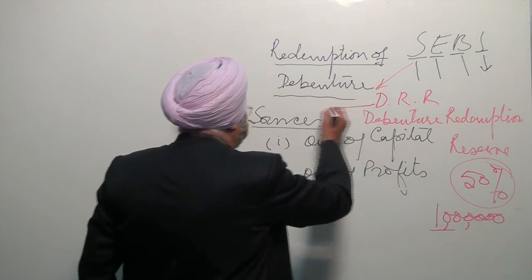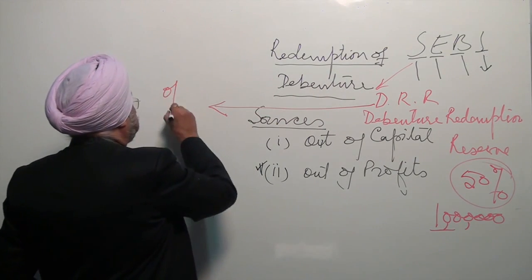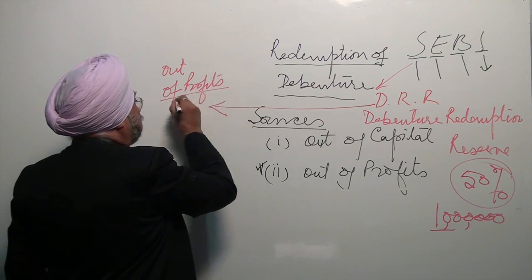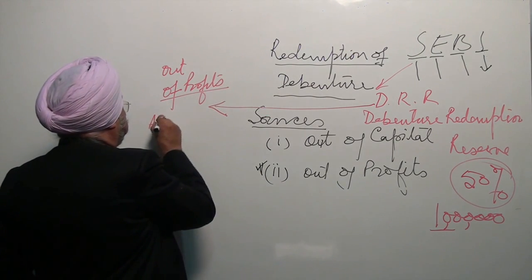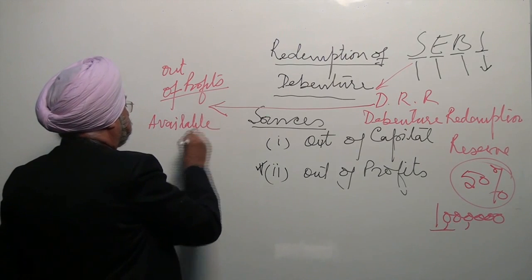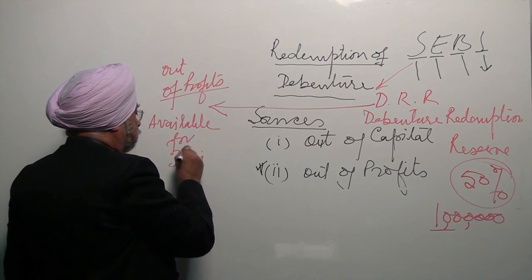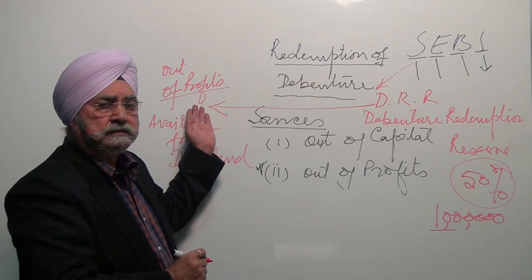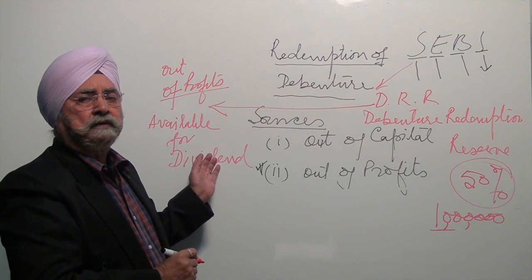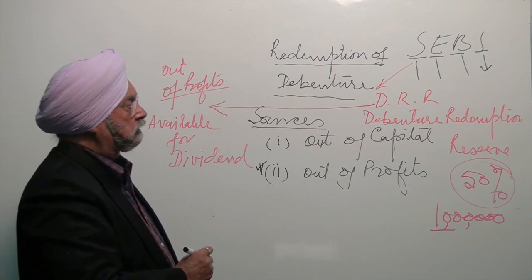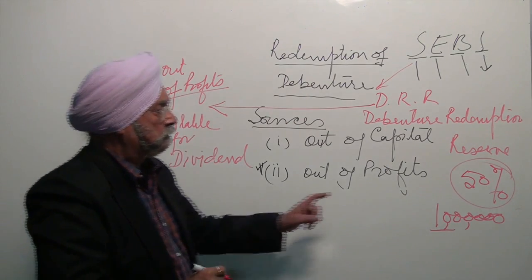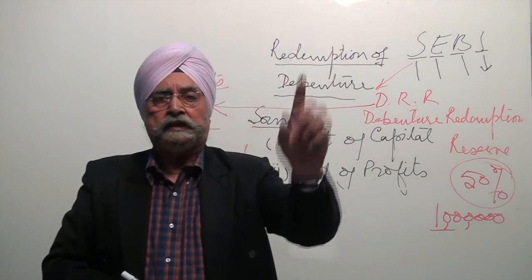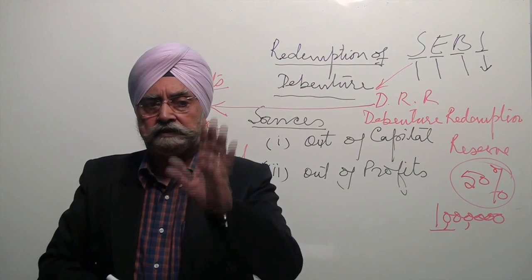Now, where from is the DRR? This DRR will be made out of profits. Which profits? The profits available for dividend. The company earns profits. It pays taxes. After paying the taxes, the profit is available for the dividend. And SEBI told the companies, out of the profits available for dividend, please transfer about 50% of the amount due to be paid to DRR and don't use it for any other purpose except for redemption. This was the direction of SEBI.